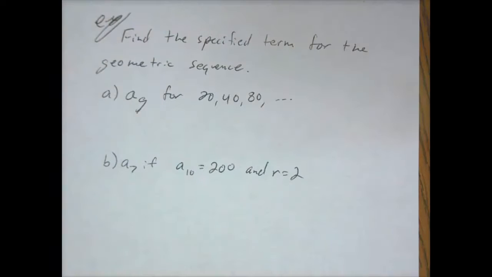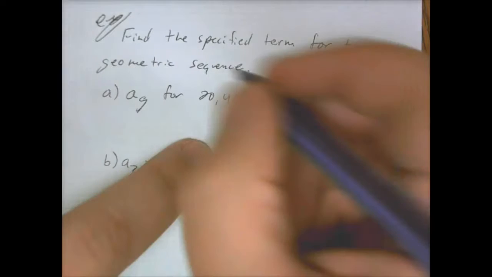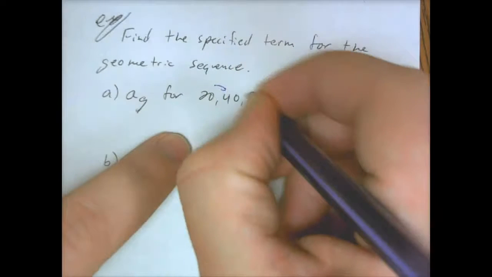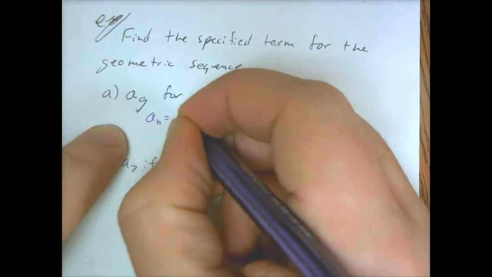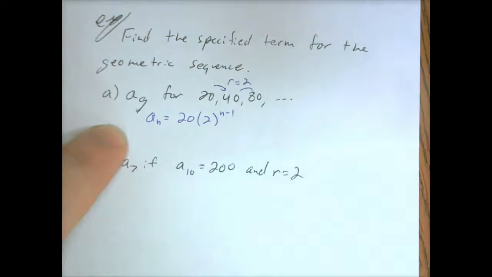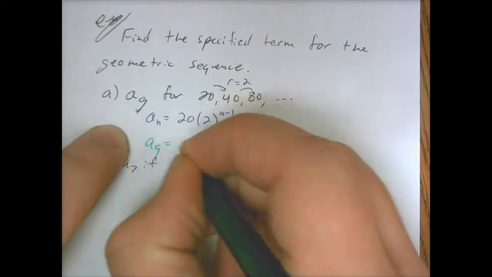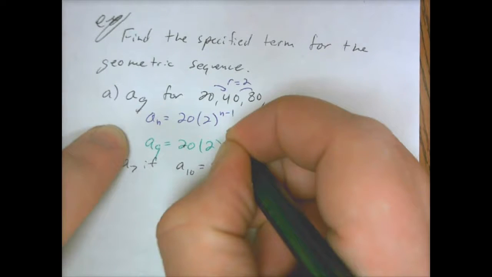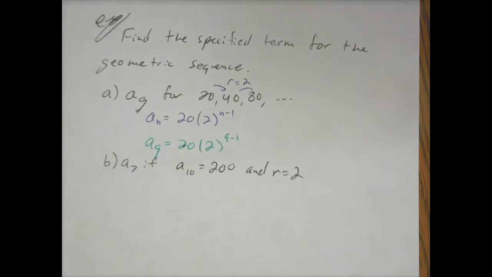Okay, in these two, find the specified term for the geometric sequence. That says a sub 9 for this sequence. Well, there's my first term. It looks like the rate is multiplied by 2, so my rate is 2. So for my formula, I can say a sub n is 20 times 2 to the n minus 1. And now it's just a matter of substituting in 9 for n, so a sub 9 is 20 times 2 to the 9 minus 1, which is 20 times 2 to the 8th.